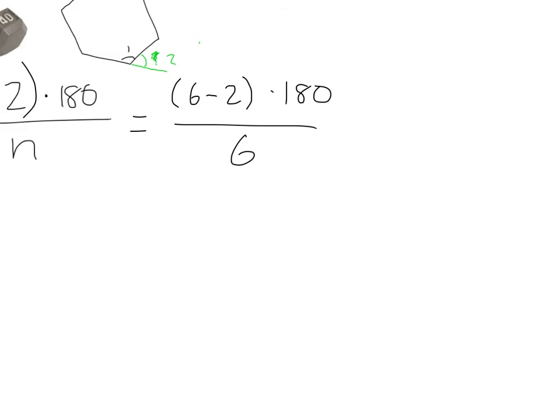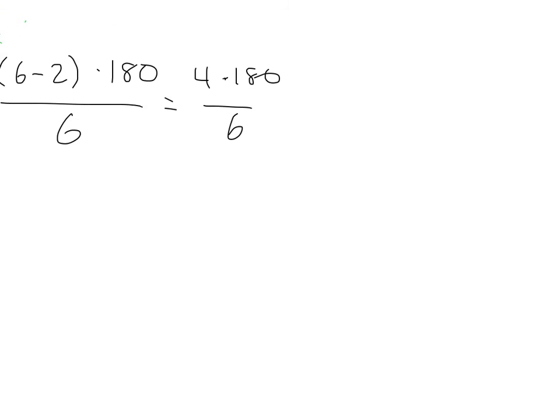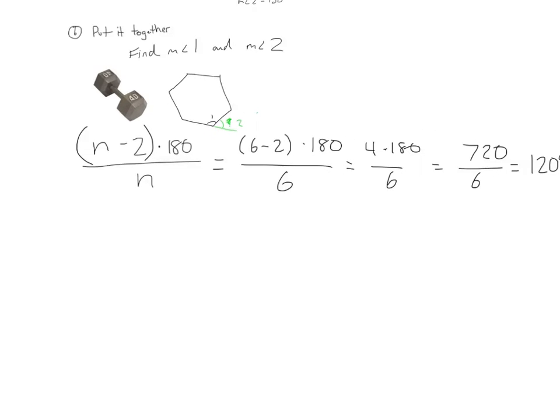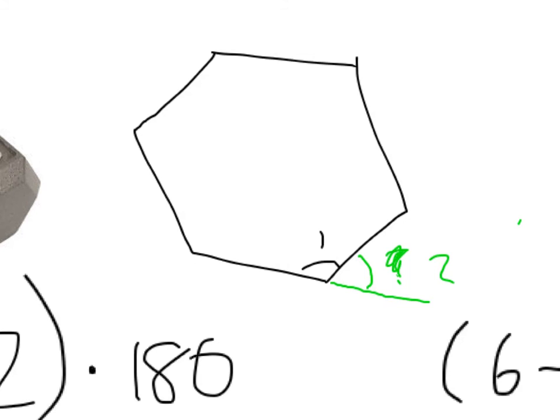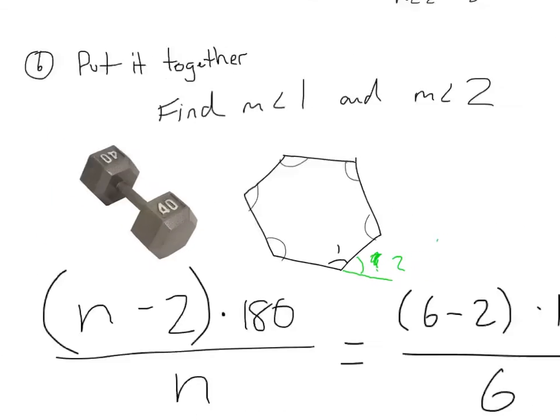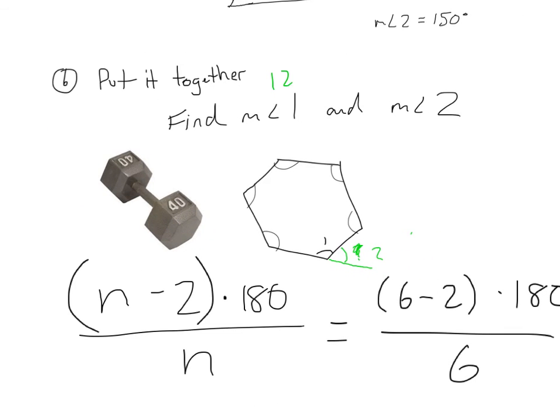So let's simplify. 6 minus 2 would be 4, times 180, divided by 6. Well, 4 times 180 would give you 720. If you take 720 and divide it by 6, what do you get? You get 120 degrees. So what's 120 degrees? It's every single angle inside here. All of those are 120 degrees. So we just found the measure of angle 1. That would be 120 degrees. We're done with that part, but we still need to find angle 2.